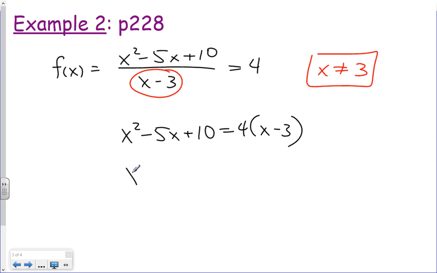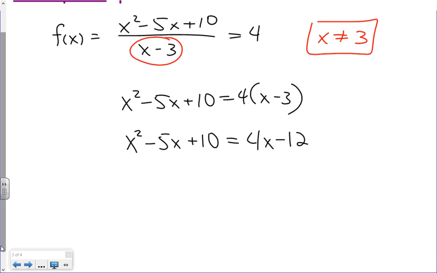All right, let's do the same process here. Let's handle the right side of this first and multiply the 4 through there. We got 4x minus 12 when we do that. And now this is quadratic, so let's just get everything over here on the left side. So let's subtract the 4x and add the 12. We've got x squared, a negative 5 minus 4x is going to give us a negative 9x. And then 10 plus the 12 will give us 22.